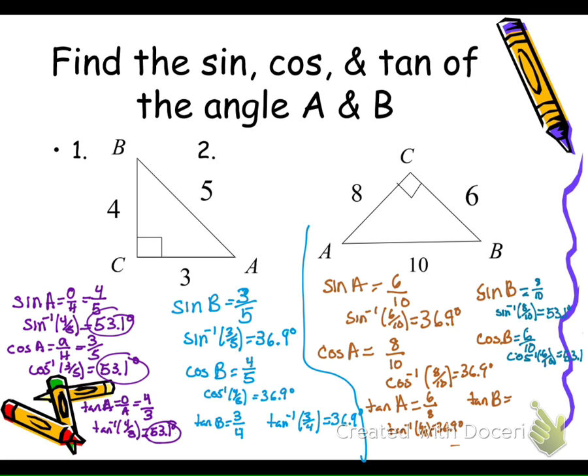53.1. And then last group over there, Jahim's group, tangent is opposite over adjacent. Opposite of B is? Adjacent is? Be careful, 6, yep. Tan inverse is 8 over 6. And what do you get? 53.1 degrees.